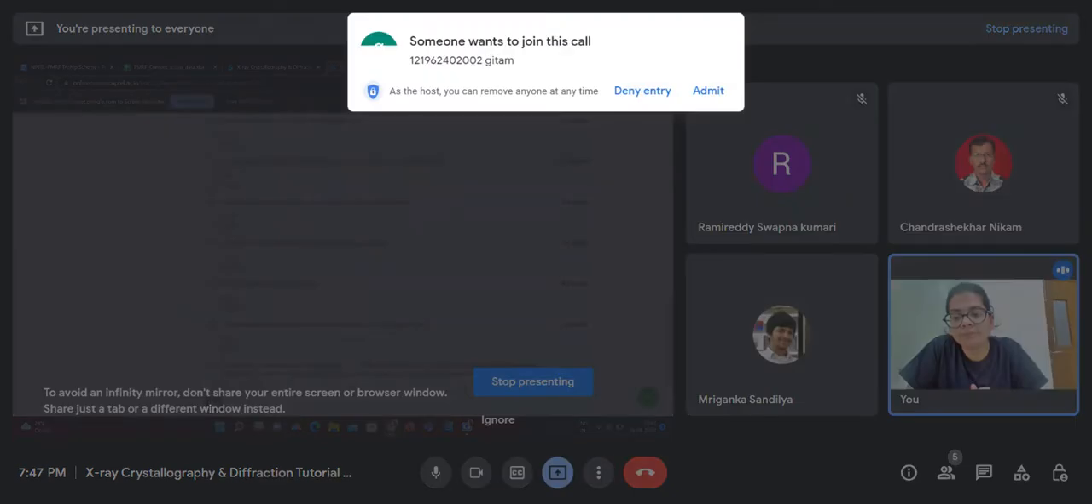Okay. So X-rays are produced whenever high-speed electrons collide with the metal target. Is this true or false? Now only I explained how the X-rays are produced, now only I told.